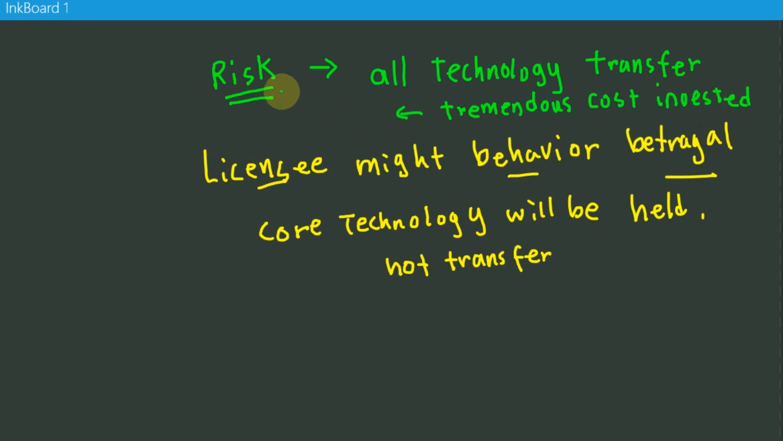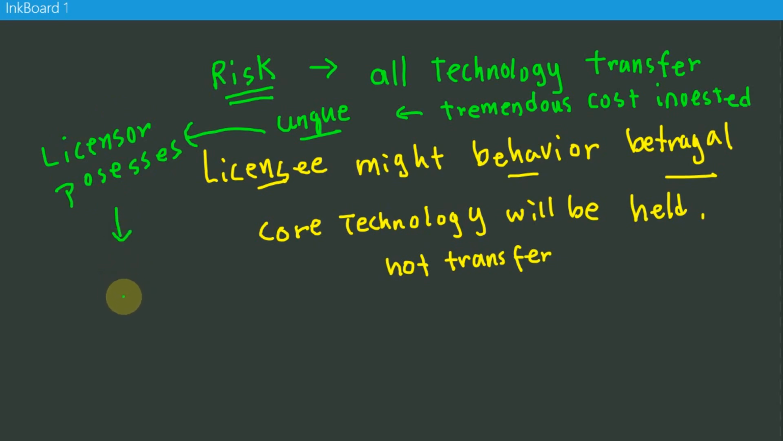This kind of technology, unique technology, okay? This is unique. Only this firm, the licensor, possesses it. Then if this technology is transferred to the licensee, later on this licensee will accumulate advanced technology. Then they will later on be, again, a competitor, an enemy in the market.